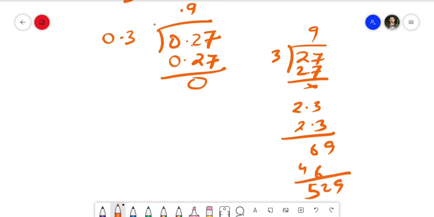You see, after the point how many numbers are there? 1, and after the point 2, total 2. So we can just write 5.29, same as it is. We are dividing here, we got how much? 0.